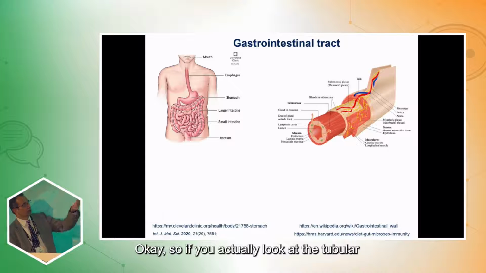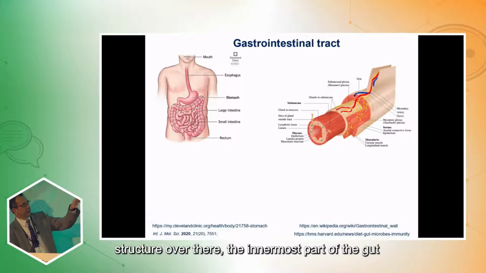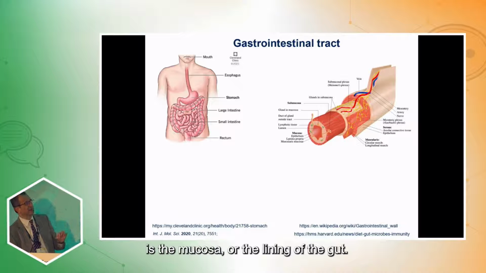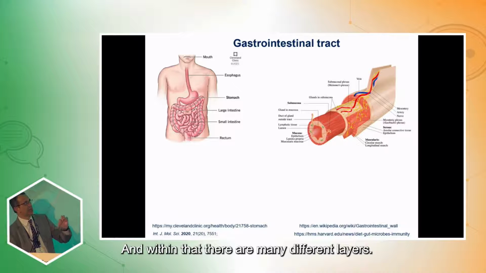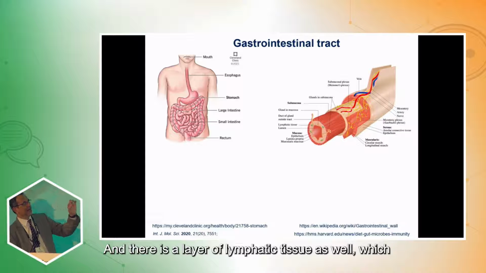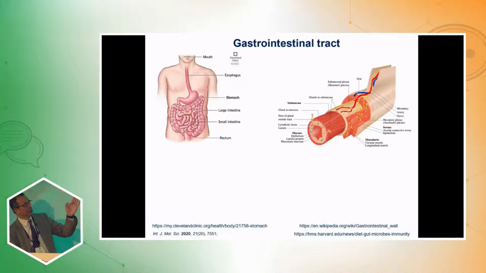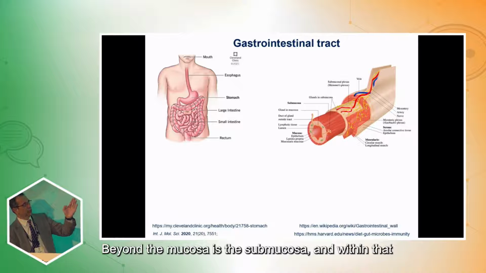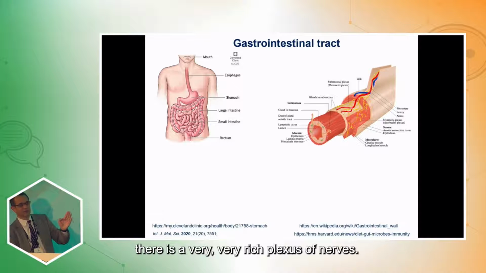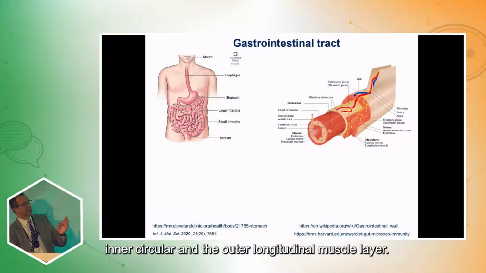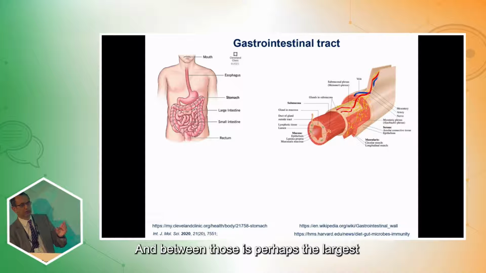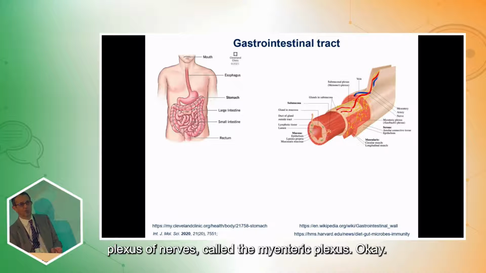So if you look at the tubular structure over there, the innermost part of the gut is the mucosa, or the lining of the gut. Within that, there are many different layers, and there is a layer of lymphatic tissue as well, which has quite a lot of the immune cells within it. Beyond the mucosa is the submucosa, and within that there is a very rich plexus of nerves. Beyond that are the muscle layers, the inner circular and the outer longitudinal muscle layer. Between those is perhaps the largest plexus of nerves, called the myenteric plexus.